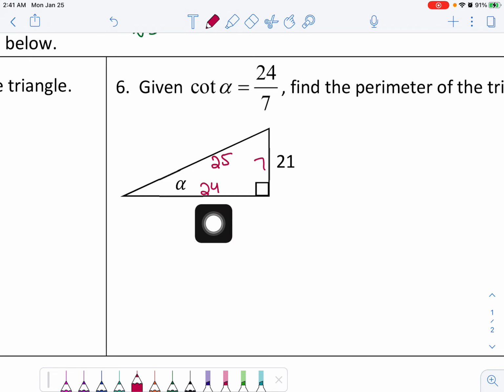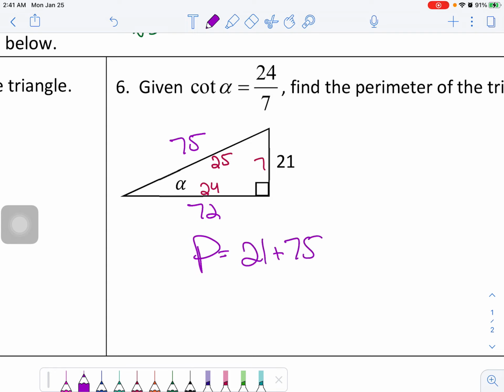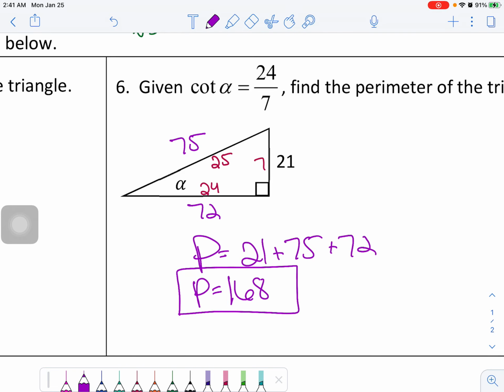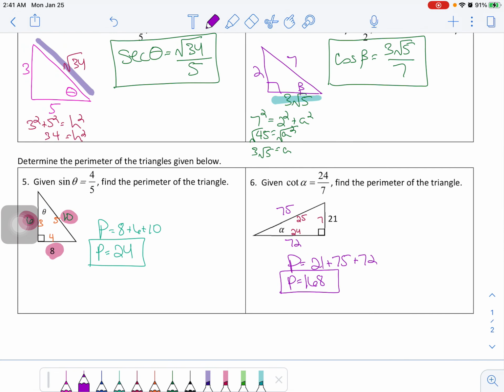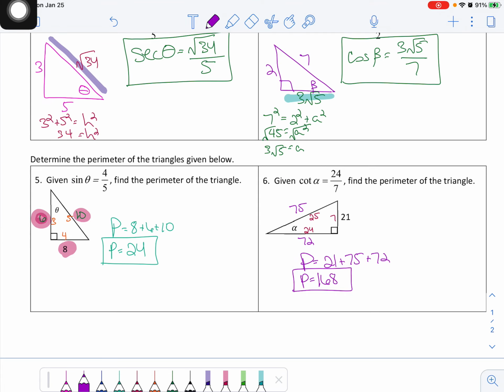So in this case, how do I get from 7 to 21? Triple it. So I want to triple all of these interior values to get the actual side values I need to use. So this is going to be 75 here, and 24 tripled up is 72. So my perimeter is going to be 21 plus 75 plus 72. Order doesn't matter when you add them up. Let's get those all in the right order. Perimeter is 168. We don't know the units here. If you did, please add them on.